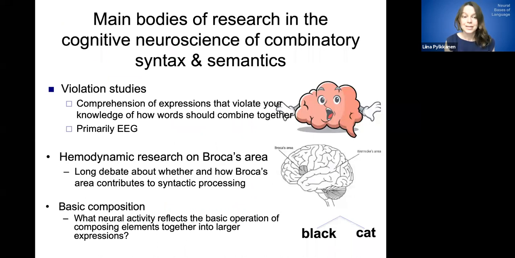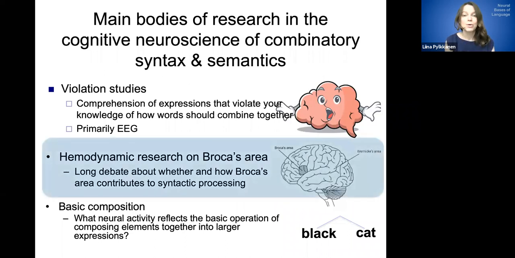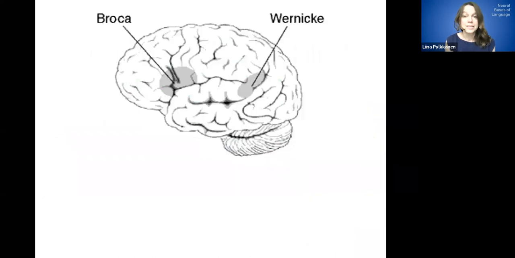Okay, so let's now turn to this hemodynamic body of research on Broca's area. So we've of course already met Broca's area in the context of the classic model of language in the brain, where Broca's area was associated with language production, Wernicke's area with language comprehension, a very simple model. And so now you should be a little bit surprised about the role of Broca's area in this literature on syntax. It makes sense to be surprised.